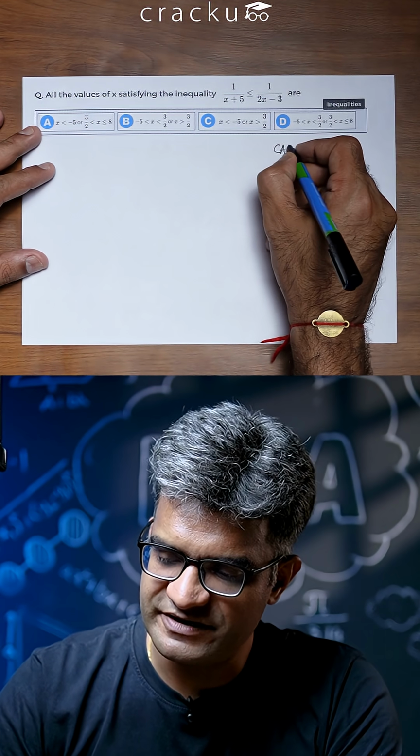In CAT, you can solve some of the questions using options alone. When you solve using options alone, many times you can solve the question faster. For example, if you look at this question, this is a question from CAT 2024.